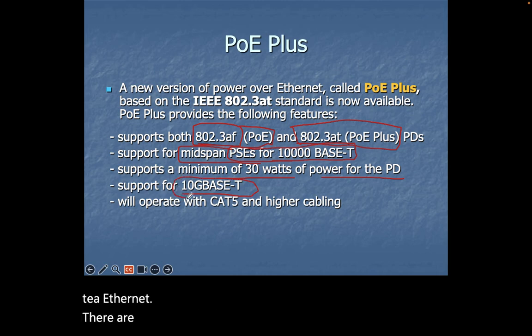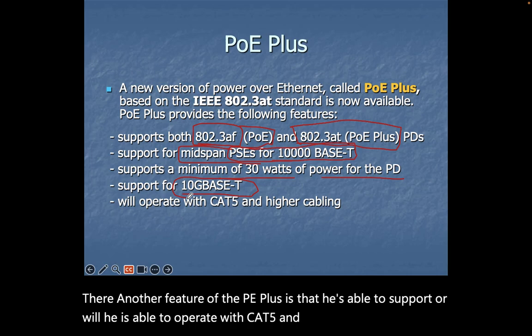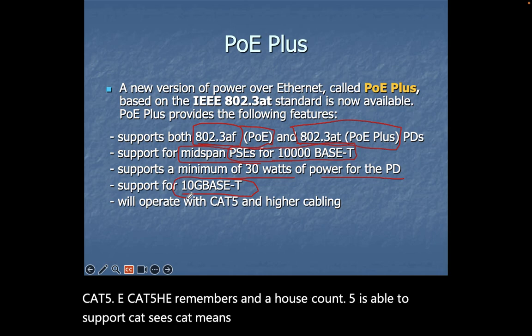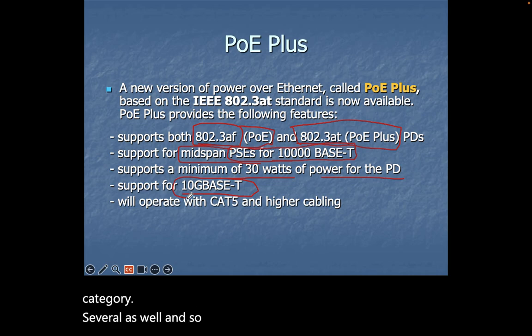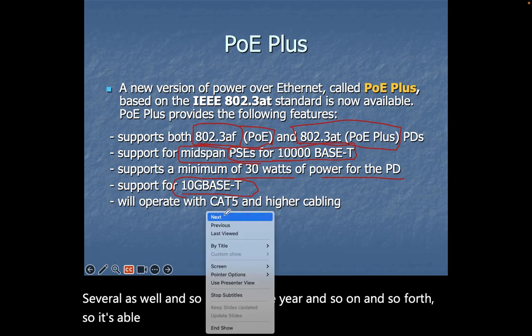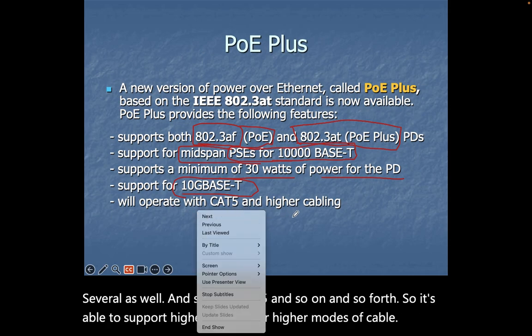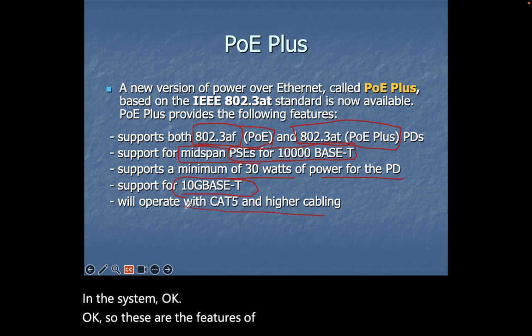Then another feature of the PoE plus is that it's able to operate with Cat5 and even higher cabling like Cat5e. Cat5e, remember, is an enhanced Cat5. Is able to support Cat6. Cat means categories. Category 6, Category 5, Category 7, and so on and so forth. So it's able to support higher versions or higher modes of cabling in the system. Okay, so these are the features of PoE plus.